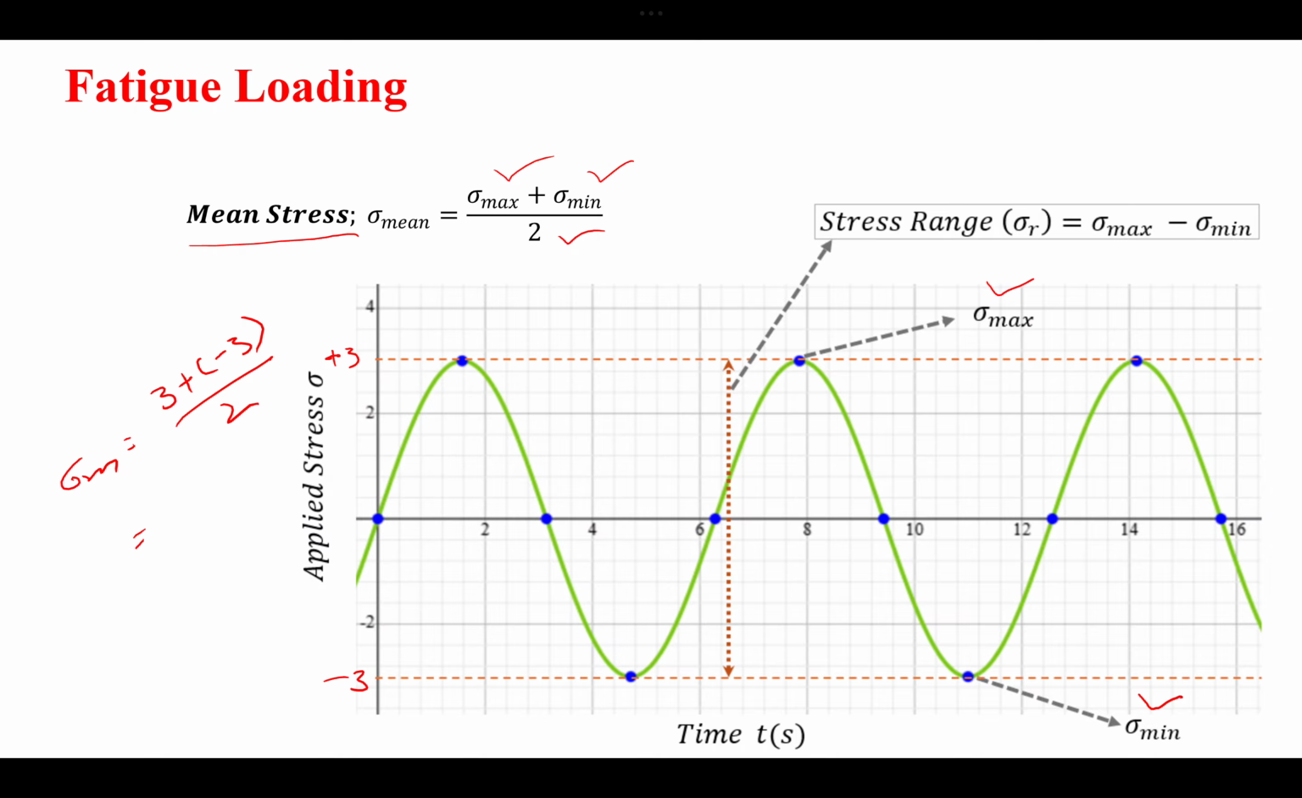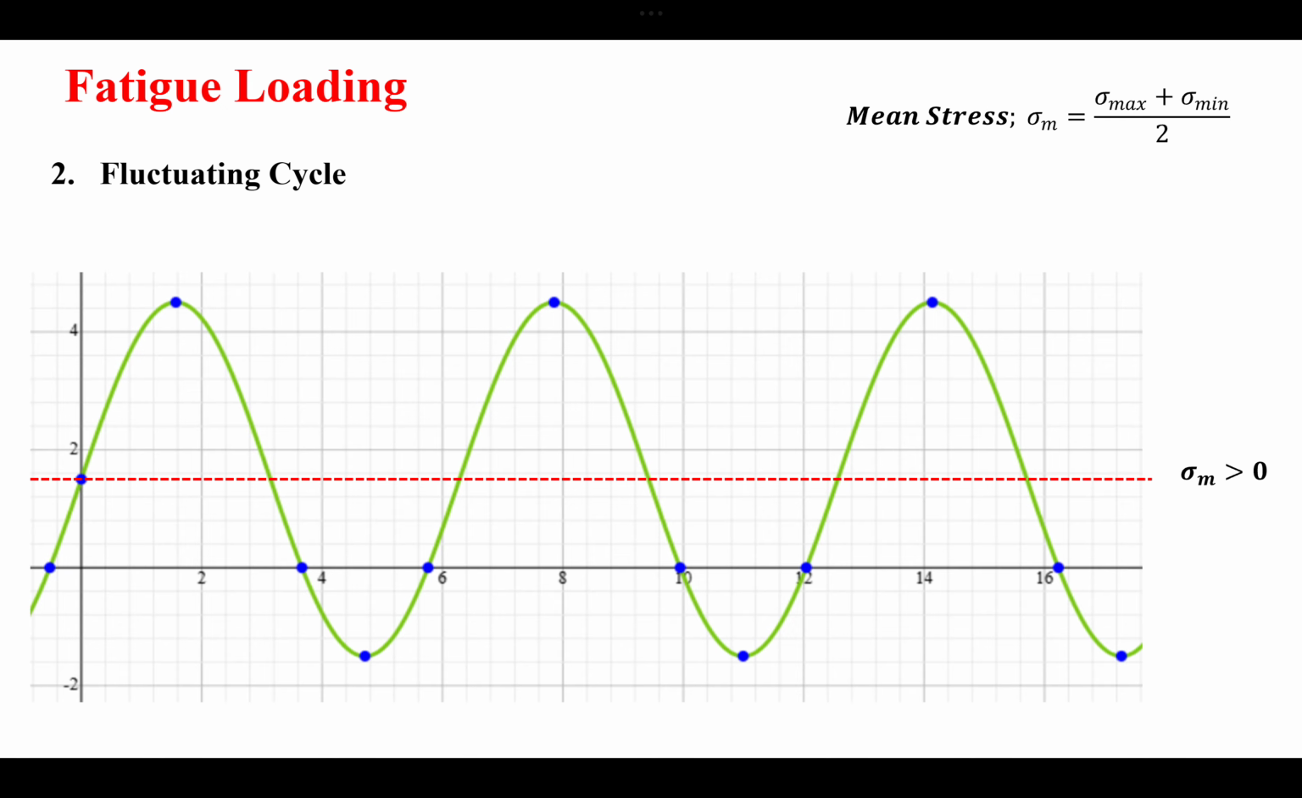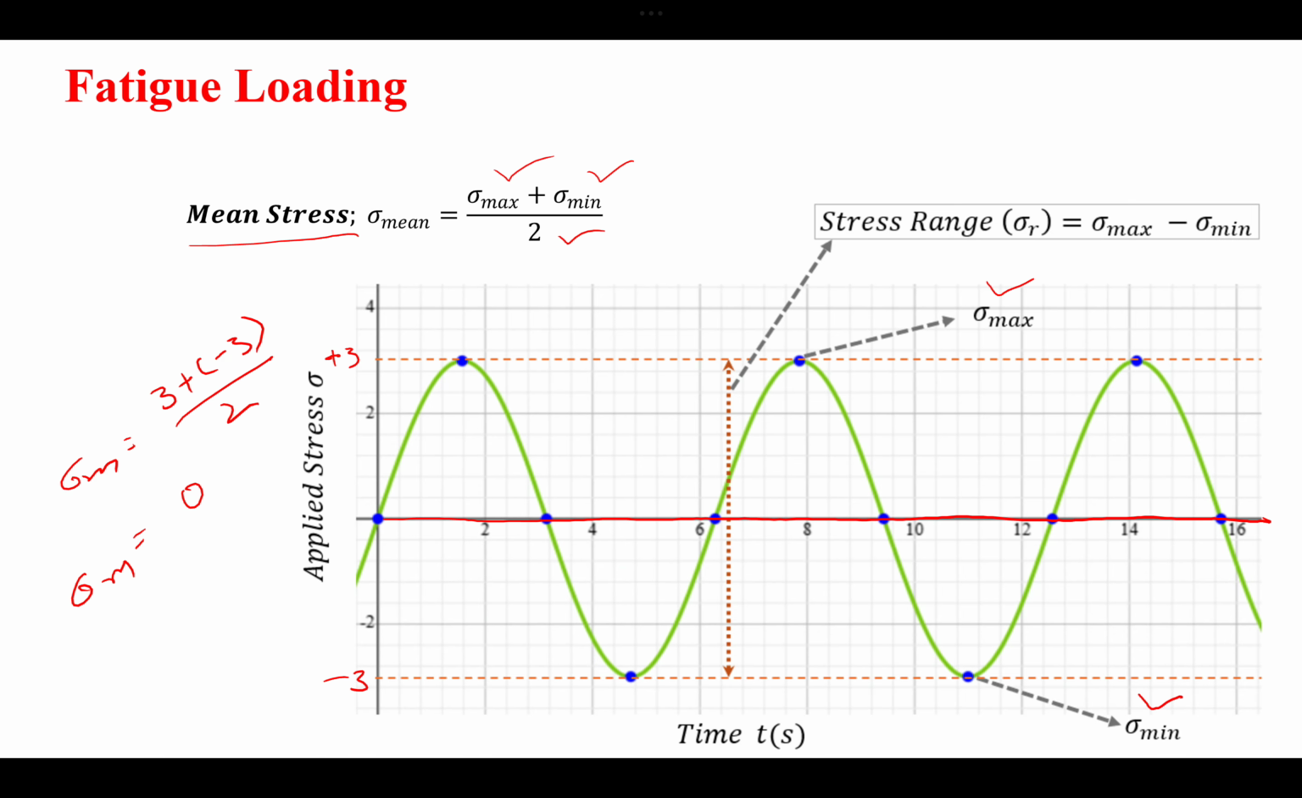So your mean, sigma m, will be equal to the maximum plus minimum divided by 2, and you will get sigma m equal to 0. So in this case the mean is equal to 0, so the average stays on this horizontal line, and your mean stress is equal to 0. That is why it is termed the fully reversed cycle: the mean stress is equal to 0, and whatever is positive you get the same value on the negative side. That is why this is called fully reversed.